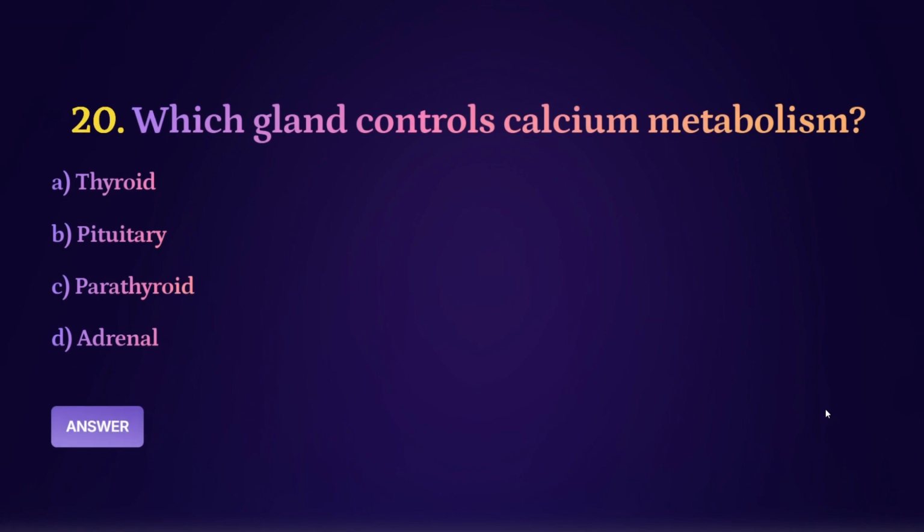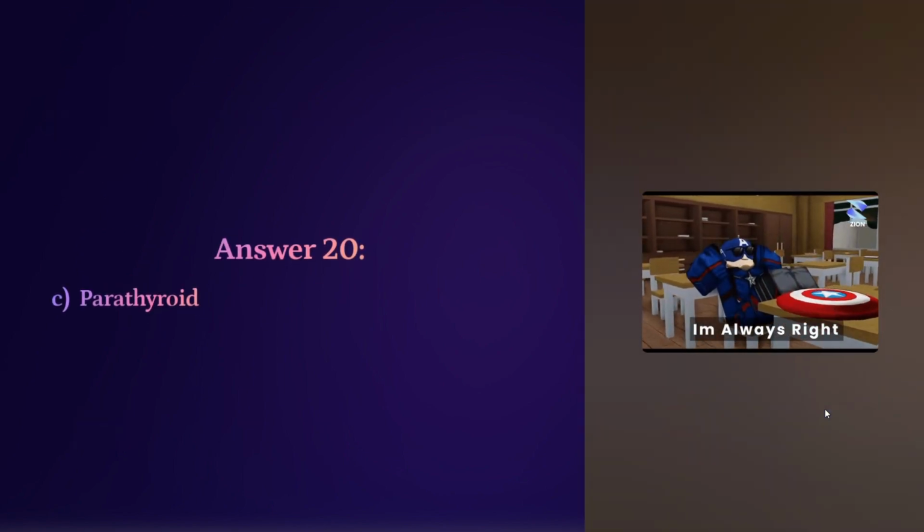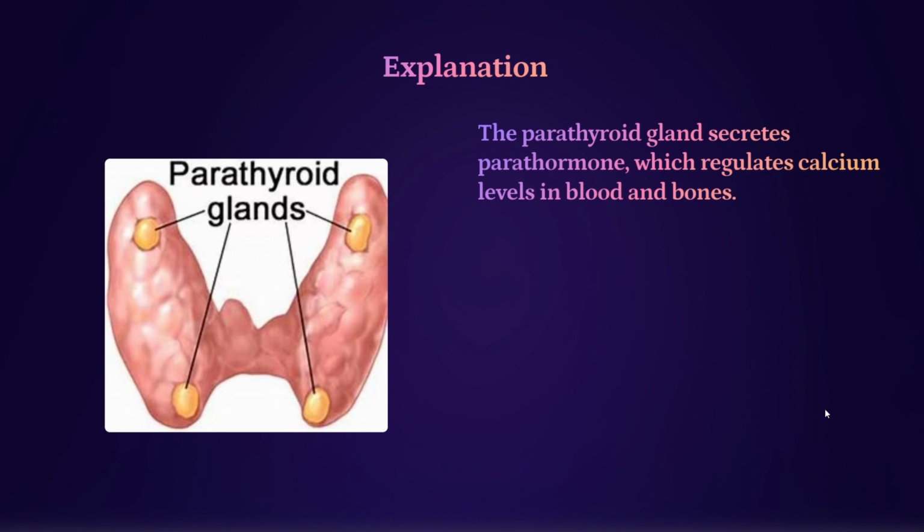Question number 20. This is the last question. Which gland controls calcium metabolism? Options are A, thyroid, B, pituitary, C, parathyroid, or the last option, that is D, adrenal. Correct answer is option C, that is parathyroid. The parathyroid gland secretes parathormone, which regulates calcium levels in blood and bones.